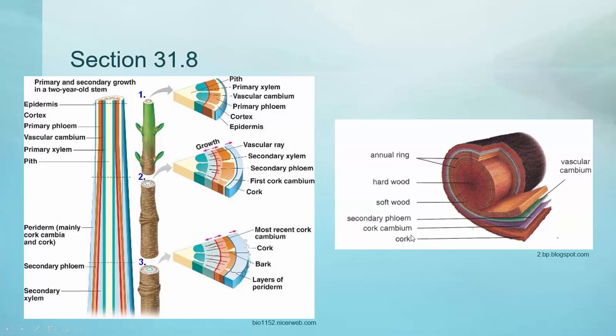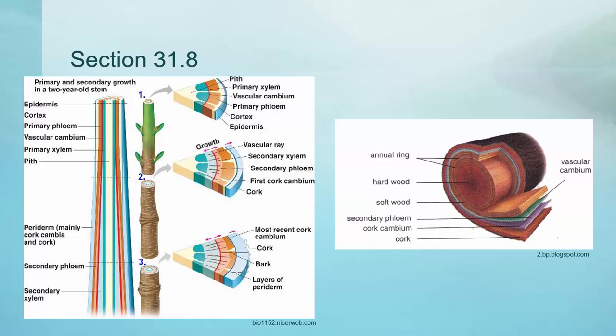The cork cells are basically dead, very waxy, thick cells. And they help hold in water, but they also help protect all of the layers of living cells underneath inside the wood. Cork cells are made by cork cambium, which is again another kind of meristem cell.